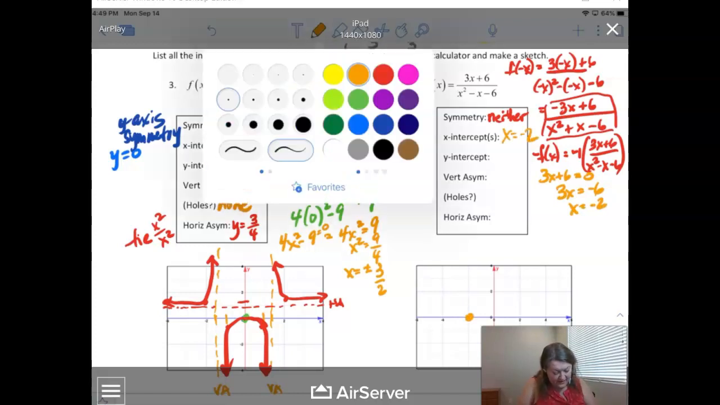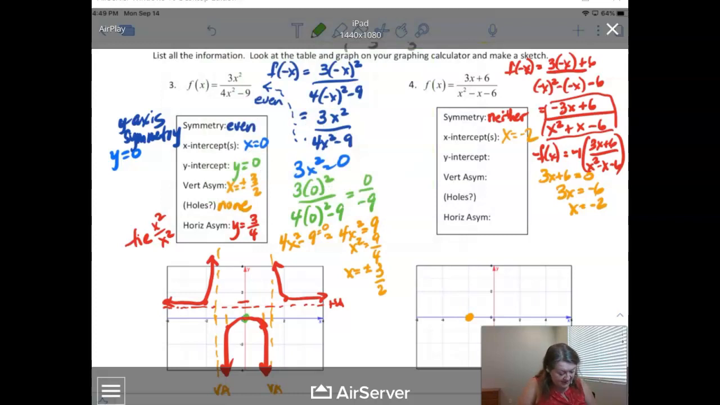Let's go find the y-intercept. So y-intercept, I just plug in an x is 0. So I'll get 0 plus 6 on the top, 0 minus 6 on the bottom. So I will get a 6 over negative 6. Yes? 6 over negative 6 is a negative 1. So I'll have a negative 1.